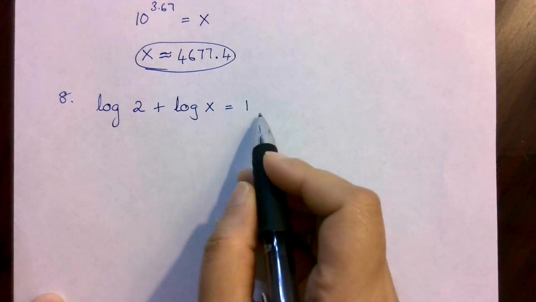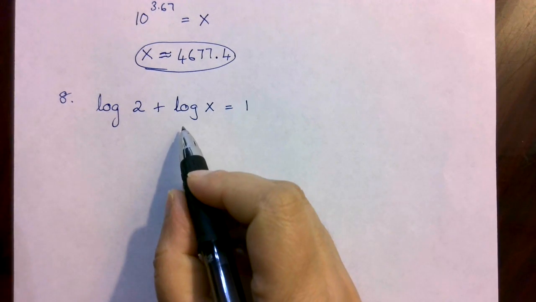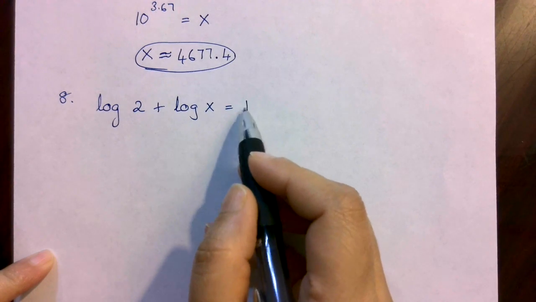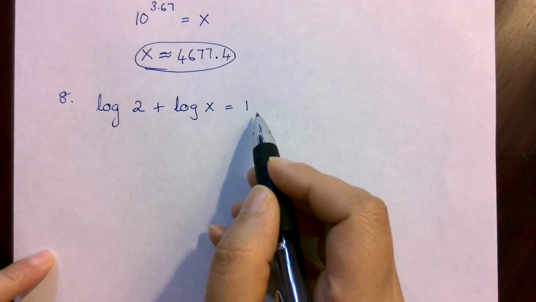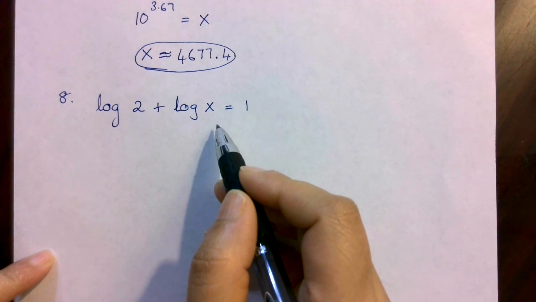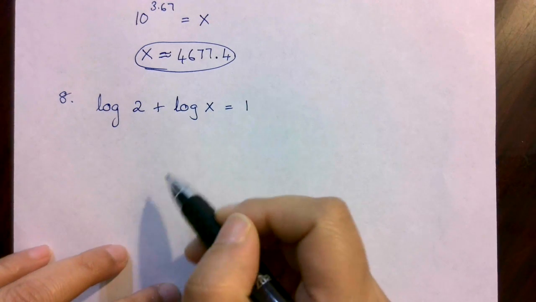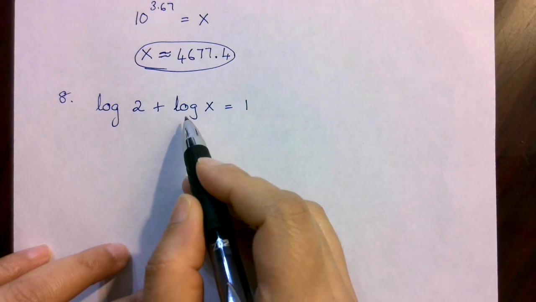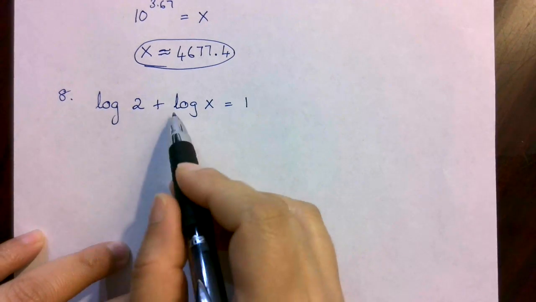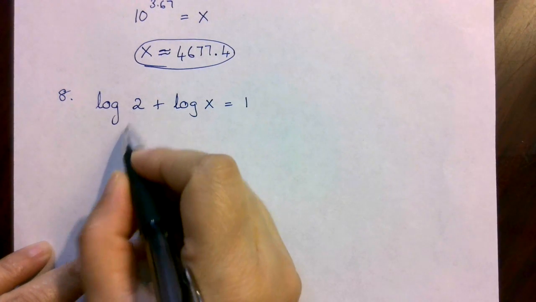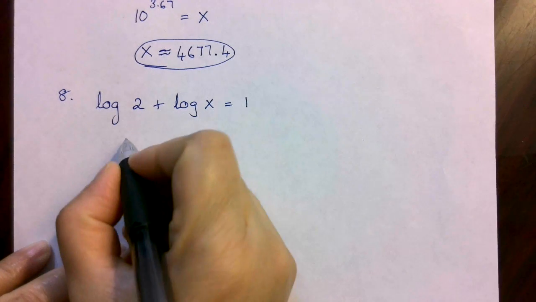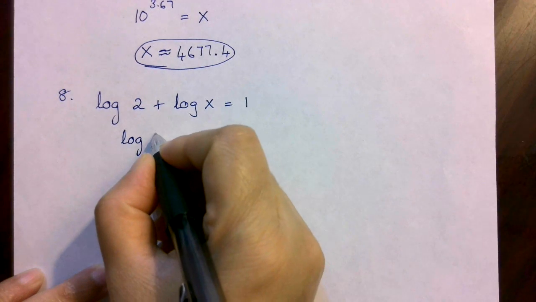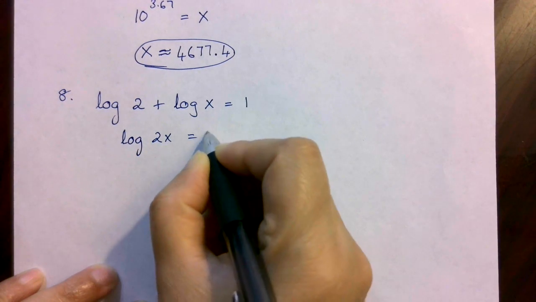Log 2 plus log x equals 1. Now, I don't have just two logarithms and a 0 on the other side. If there's a 0, then I can move the logarithm to the other side and get rid of the logarithms on both sides. Now what do we do if we have something like this? You'll have to use properties of logarithms. You see, you have sum of logarithms, which is same as log of the product. So I'm using my product rule. Log of 2x is equal to 1.